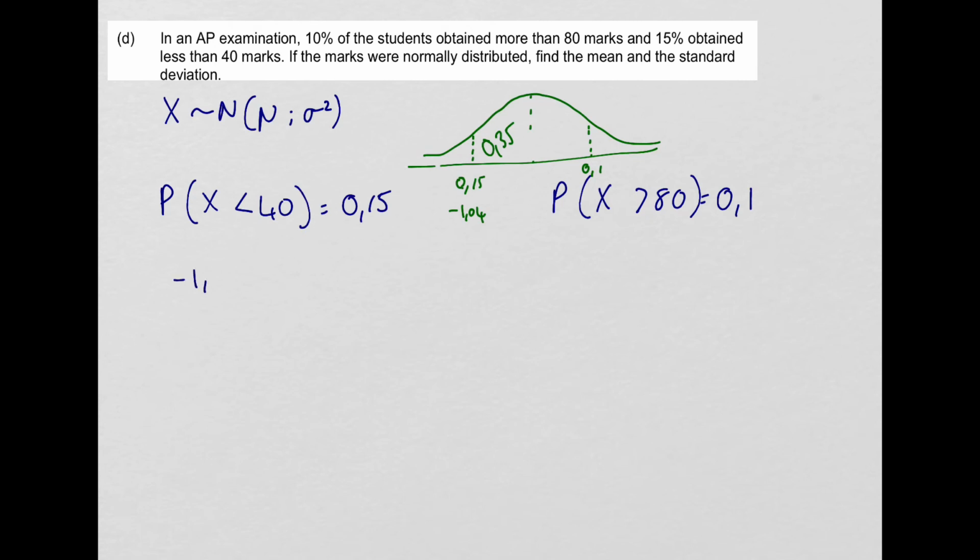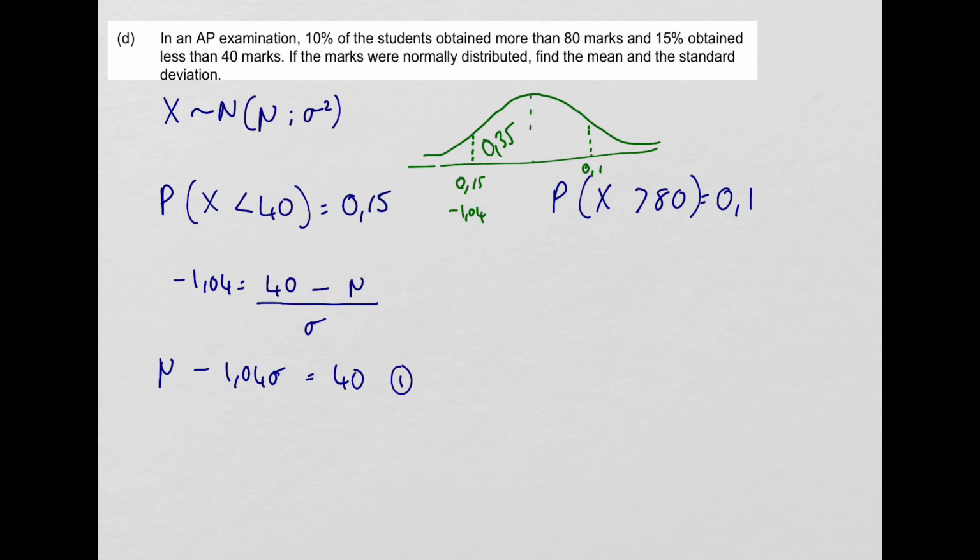So negative 1.04 must equal 40, which is our x value, our random variable, minus the mean, which is what we're solving for, over our standard deviation. You can simplify this into the mean minus 1.04 sigma is equal to 40, and make that equation 1. If you're solving for the mean and standard deviation, I always put the mean and the sigma on the left and the constant on the right, because then I like to solve by elimination. But if you solve by substitution, it's also fine.